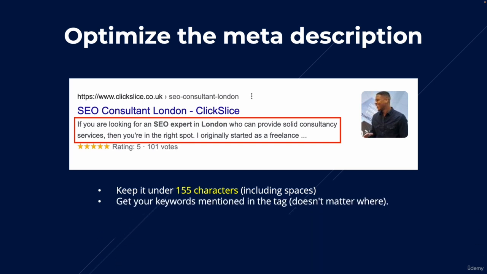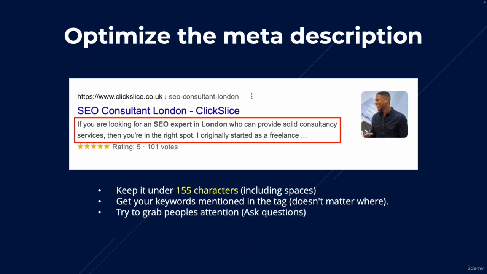You also want to make sure you get your keyword mentioned in the tag. It doesn't matter where, as it isn't really a ranking factor anymore, your meta description. However, when you do include your keywords, what Google does is actually bold those words. So you can see I've got the word SEO right here and the word London, and I've also got the word expert, which is a different variation for the word consultant. And as you can see, Google has highlighted these words in bold, which is going to make it more likely to stand out and generate more clicks across to my page.